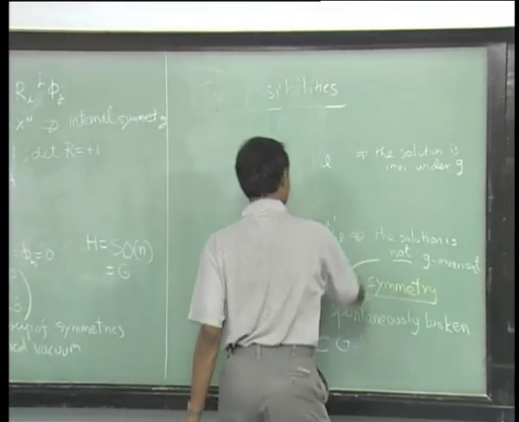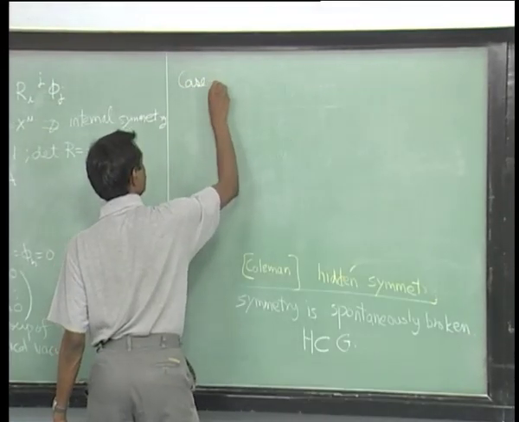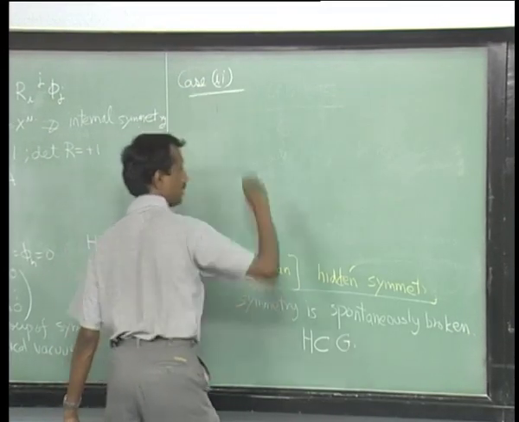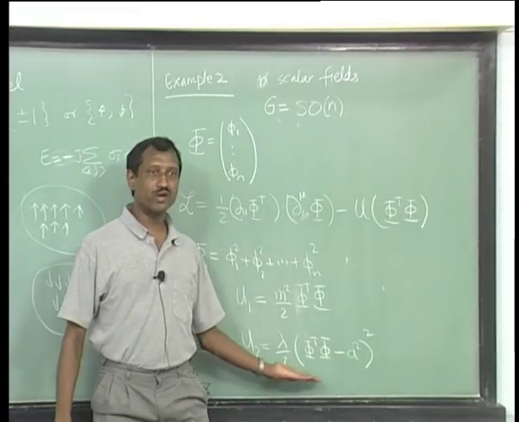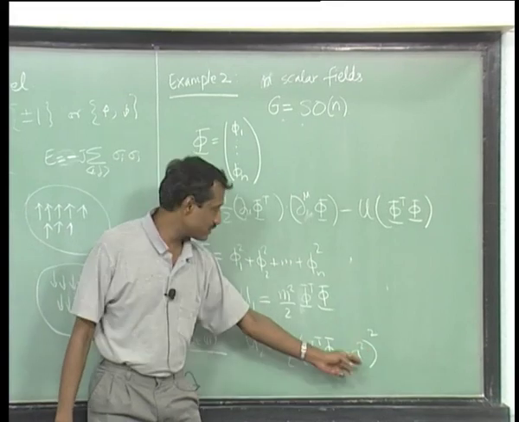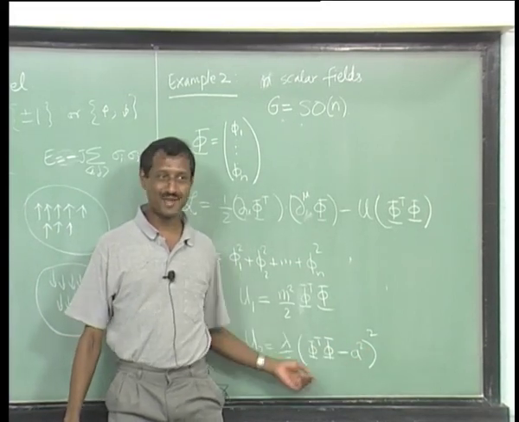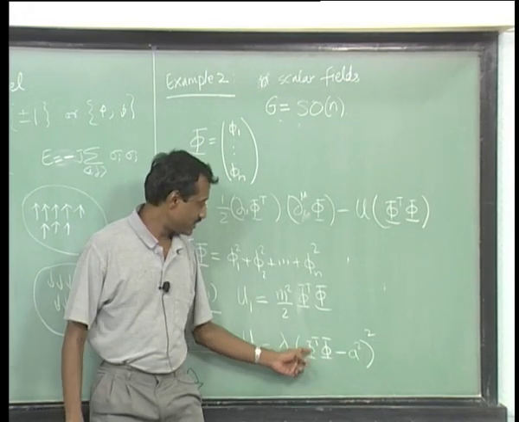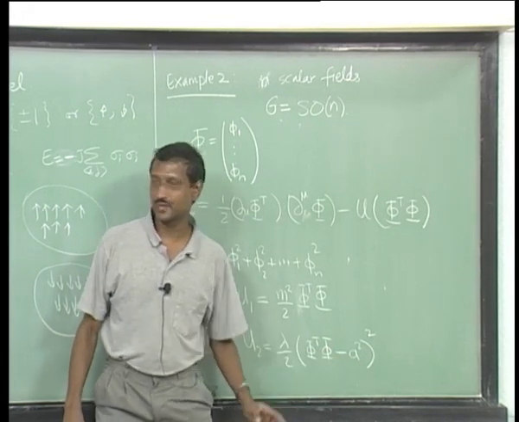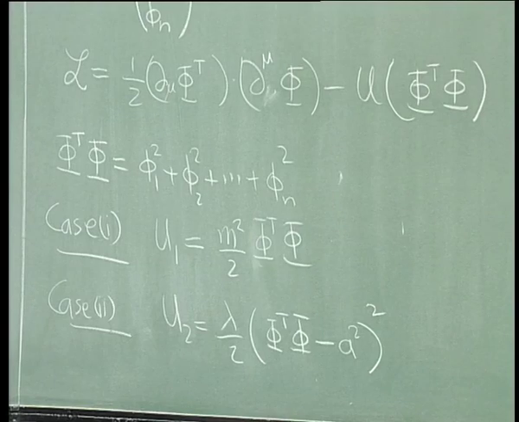What about case 2? Now, again this is bounded from below. I have adjusted the constants obviously to make this have a 0. So, where is the 0? This is at phi dagger phi, that is phi transpose phi, equal to a square. Okay. Classical vacuum.